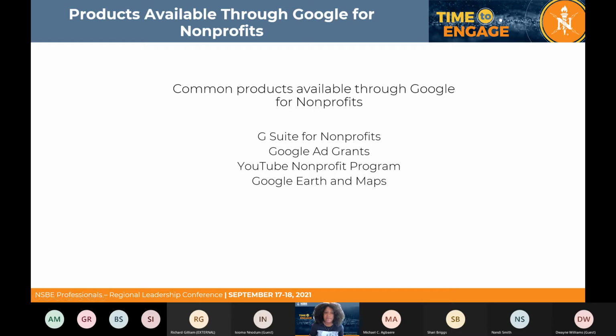So the products that you get with Google for nonprofits is the G Suite, but you also get Google Ad Grants. So you actually get discounts to be able to do ads on Google. If you want to get your chapter out there, you can have your chapter advertise on engineering sites, right? That's one way that you could get your chapter more recognized in your city, right?